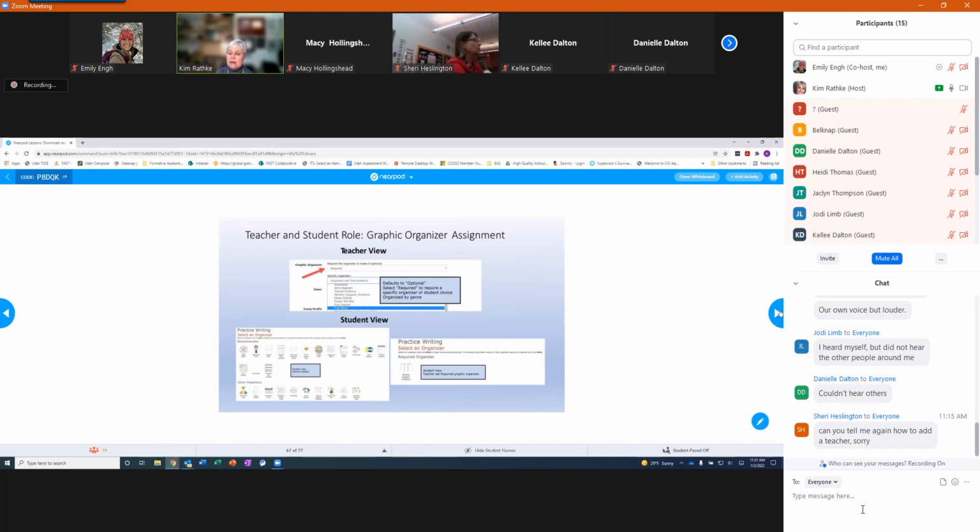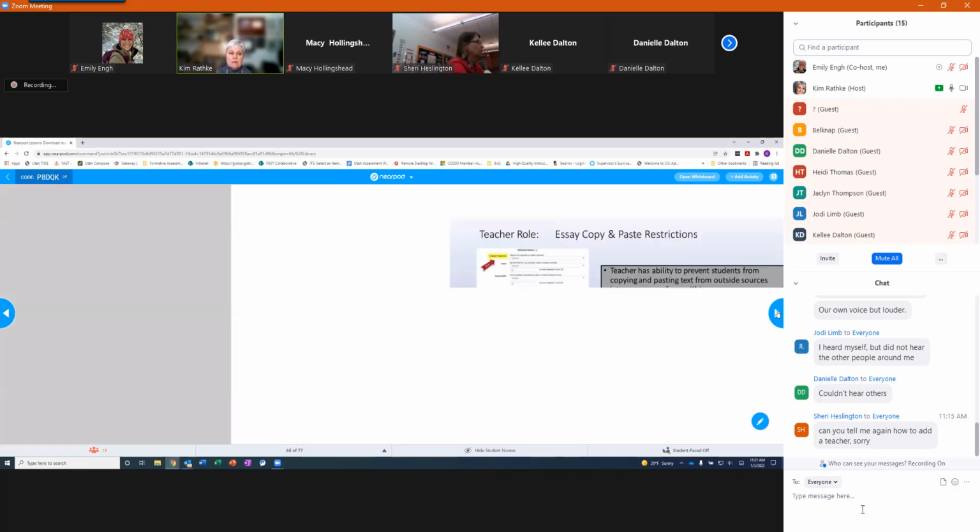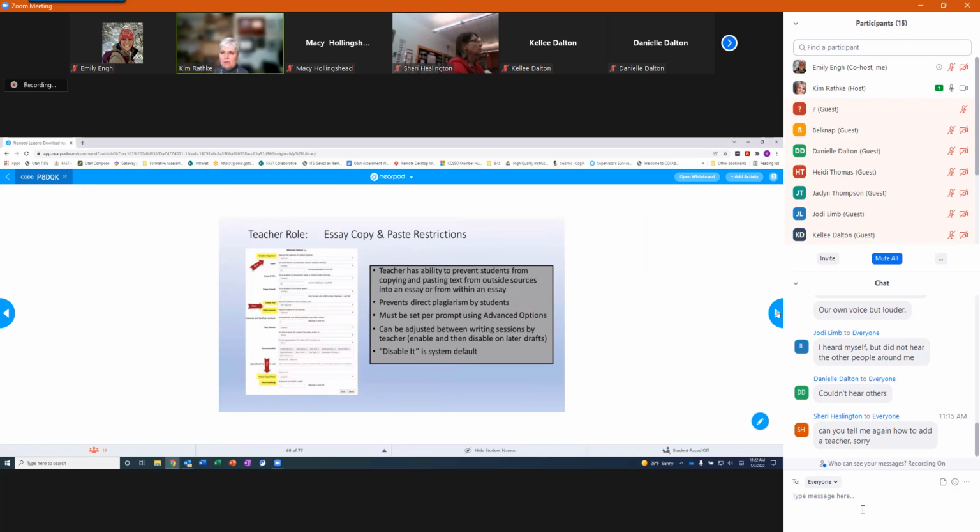I did like these to use for reading. I used a lot of them for reading when they were trying to find information out of documents. The copy and paste restrictions do prevent direct plagiarism by students. You have to set it per prompt. And it can be adjusted between writing sessions. So say on the first one, you don't want your kids copy and pasting giant bits of stimulus material in, you can disable it. You can enable it so that they can't use it. Enabling means they can't copy and paste. Disabling it means they can, okay? It is automatically disabled.